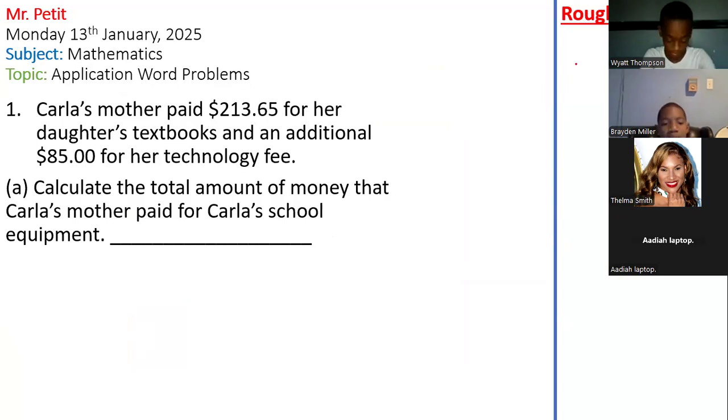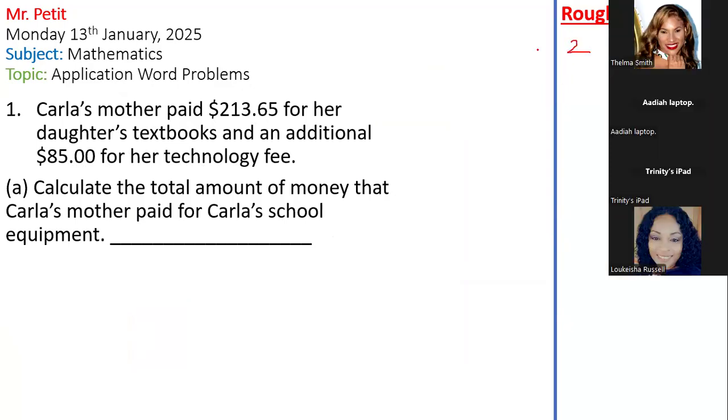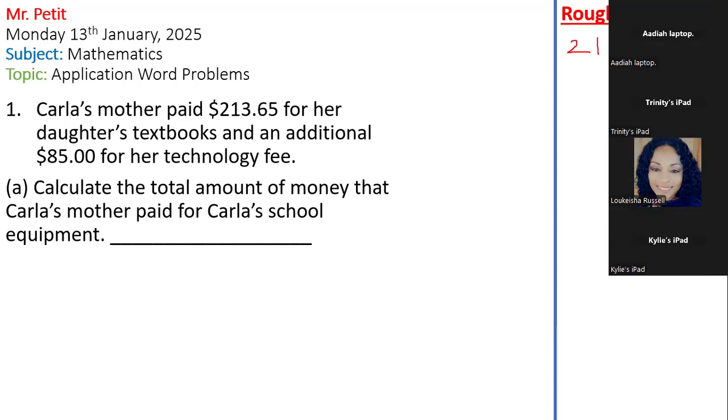So we have to add $213.65. Right? We have to add that with what? $85. Okay, we have to add the two. That is what we have to add together.